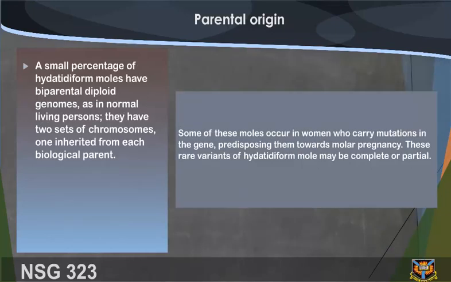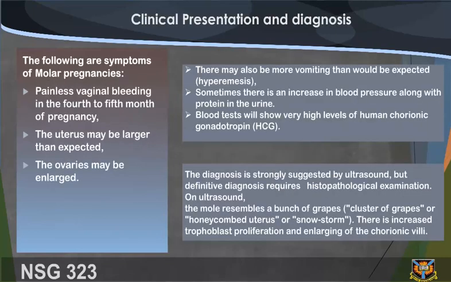A small percentage of hydatidiform moles have biparental diploid genomes. As in normal living persons, they have two sets of chromosomes, one inherited from each biological parent. Some of these moles occur in women who carry mutations in the gene, predisposing them towards molar pregnancy. This rare variant of hydatidiform mole may be complete or partial.